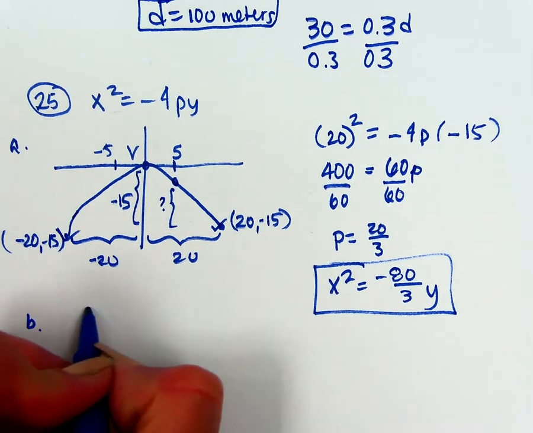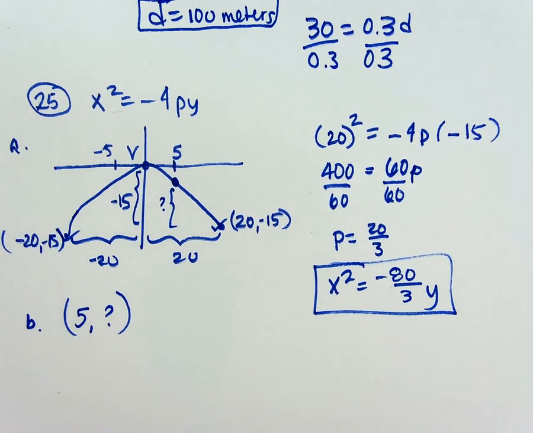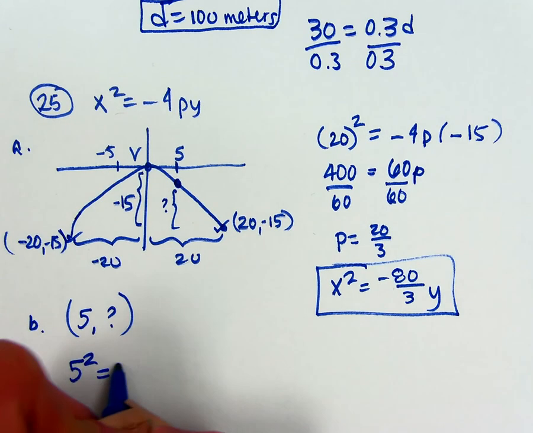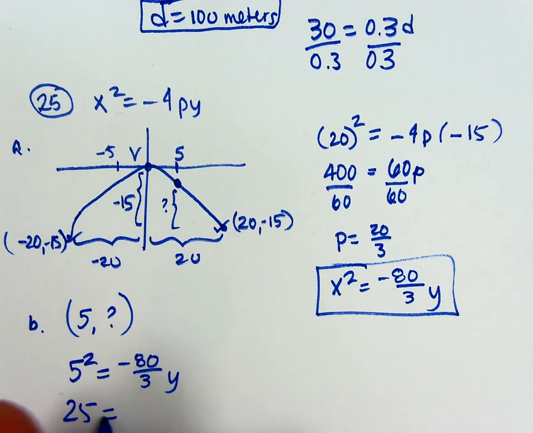All right, so if I want to know 5 comma what, like what point here is on the parabola, I'm going to put 5 in my equation. So I do 5 squared equals negative 80 thirds y. So I get 25 equals negative 80 over 3 y. So 75 over negative 80 equals y. And that gives me negative 15/16.